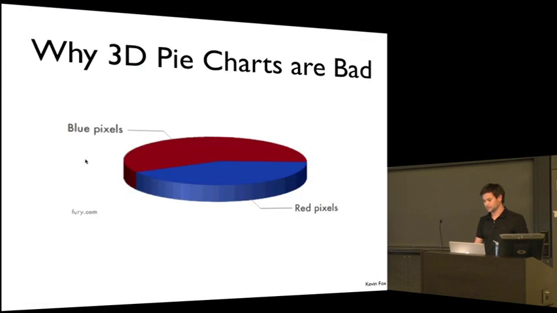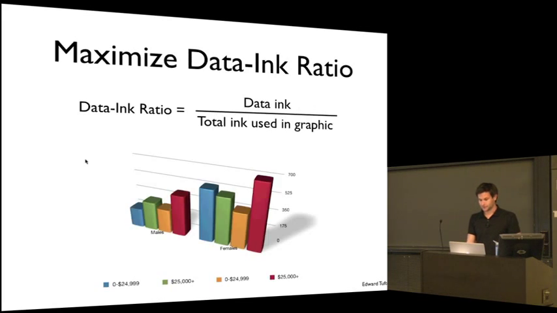Okay, now the explanation why 3D is bad, and I will do this using pie charts. So this is kind of a meta joke, blue pixels and red pixels, and the share is actually smaller. I think you get it. So what are we trying to do? The rule by Tufte is you should maximize the data-ink ratio.